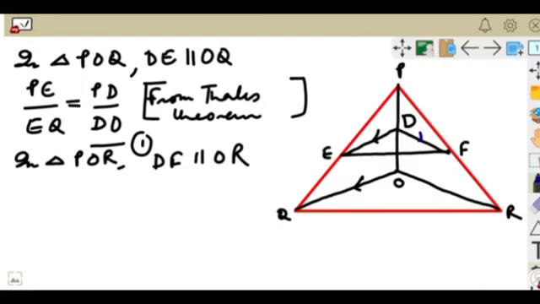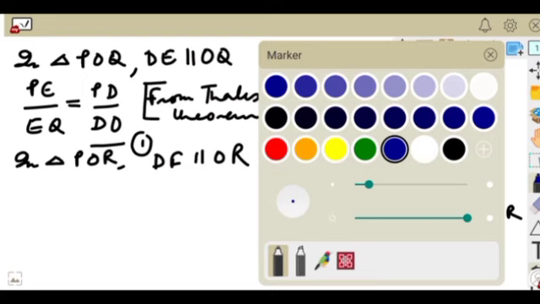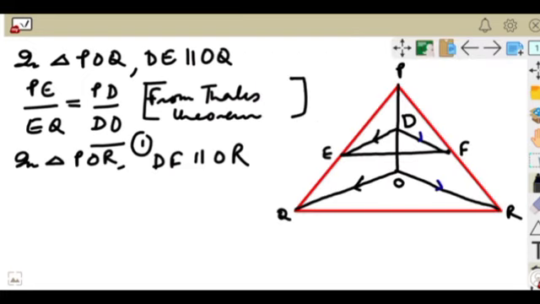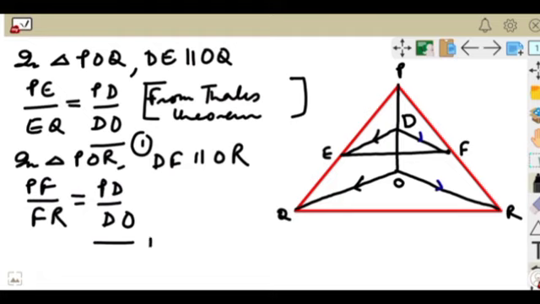DF is parallel to OR. This is given by the question. So what happened? We can write like before. I can write here PF by FR equal to PD divided by DO, and here I'll give equation 2. The same reason we'll give here also.